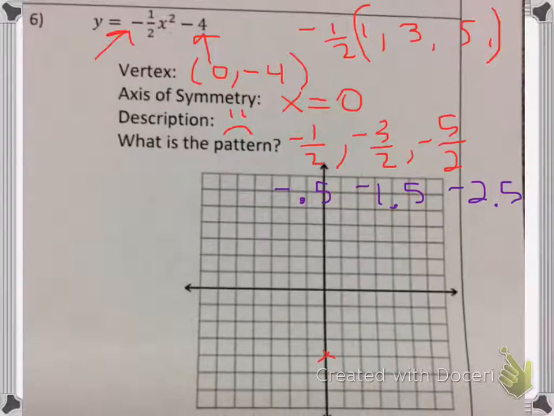And we're just going to graph that as our pattern. So over 1, down a half. Then from there, over 1, down 1.5. And then we can just draw our graph through those ordered pairs.